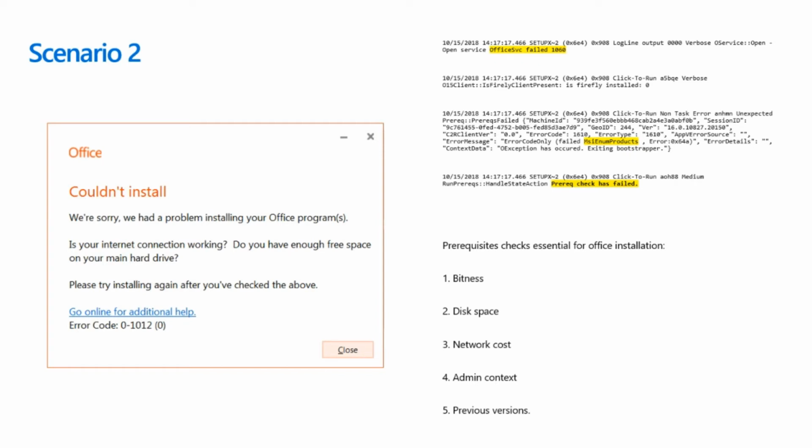Next would be disk space. Most of the time this is not the case, but this is one of the prerequisites that we have to check. Next would be network cost, which we discussed, and admin context, whether the user is logged in as a standard user or as an admin, and to check for any previous versions, whether MSI is present before.